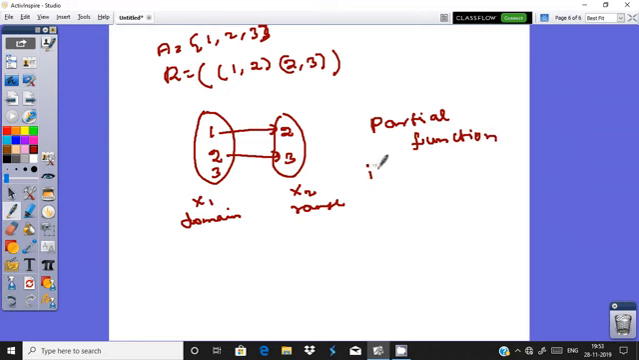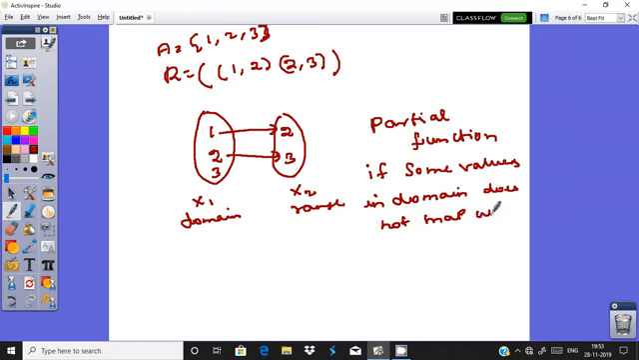That means if some values in the domain do not map with the range, then it is called a partial function. So in this case 3 does not map with any value in the range, so it is called a partial function here.